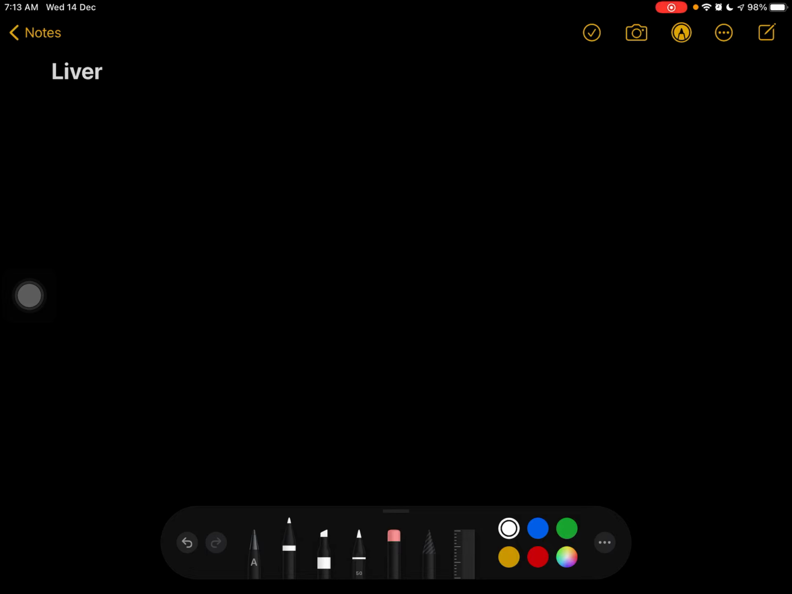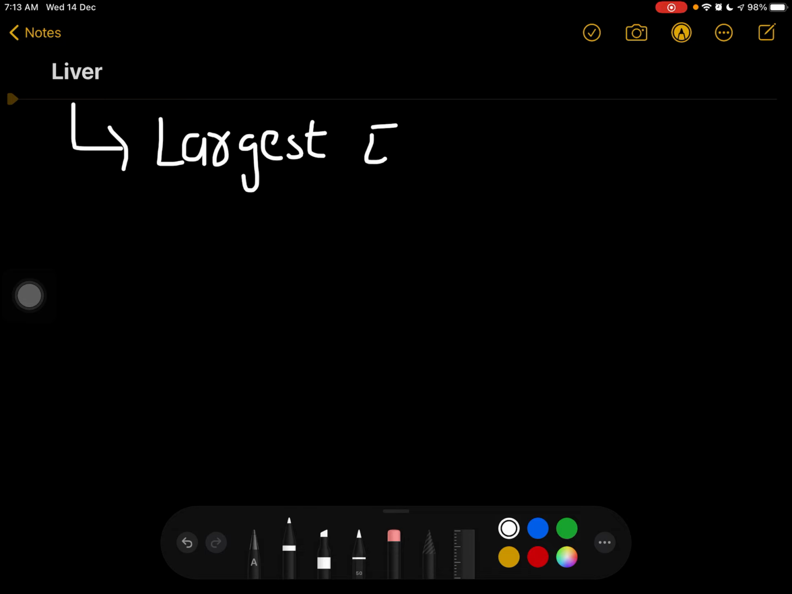So today we will look at the liver. Basically, liver is the largest exocrine gland and it produces bile.